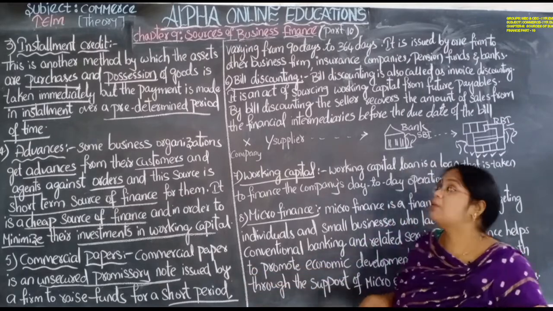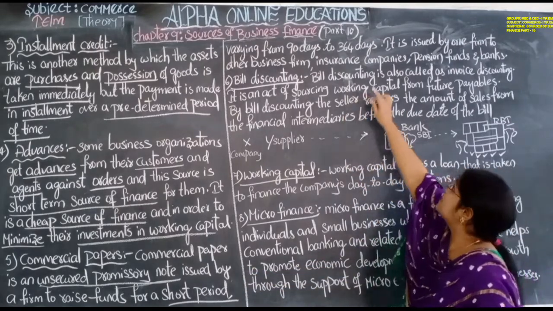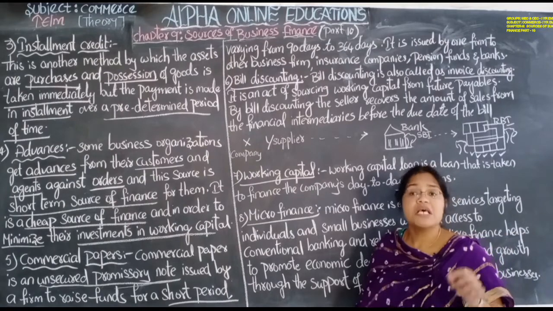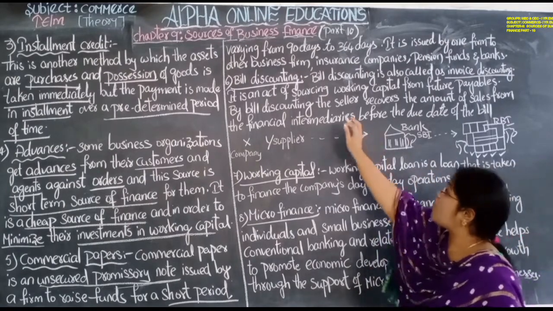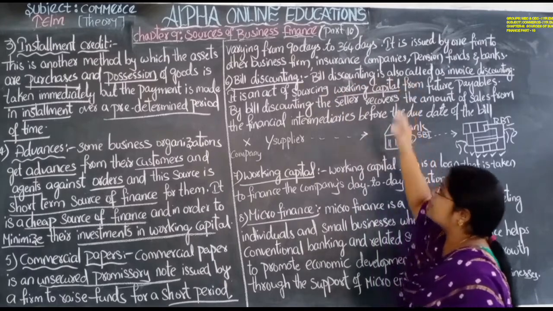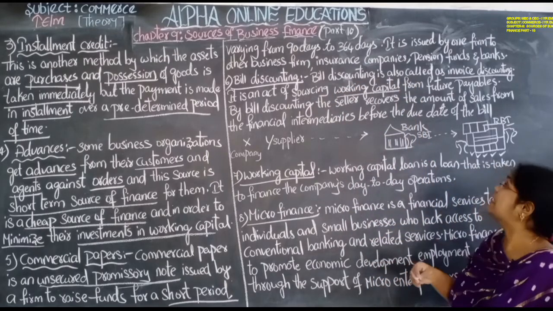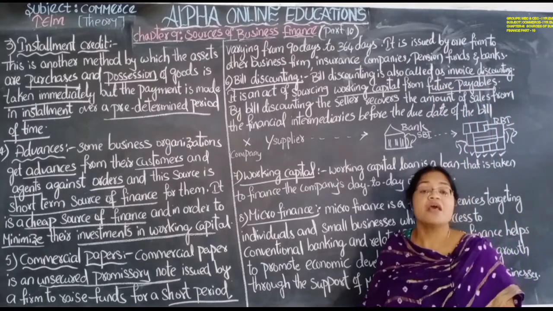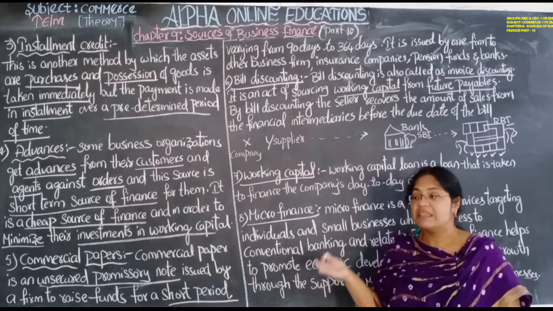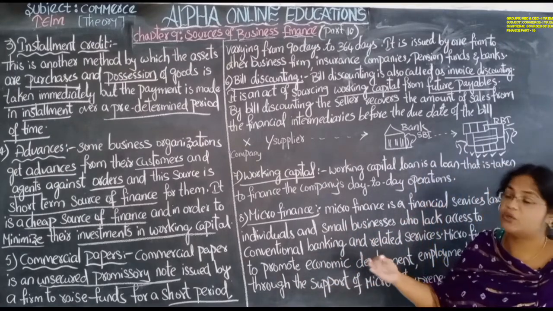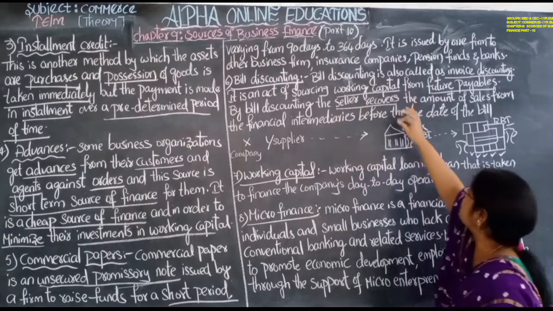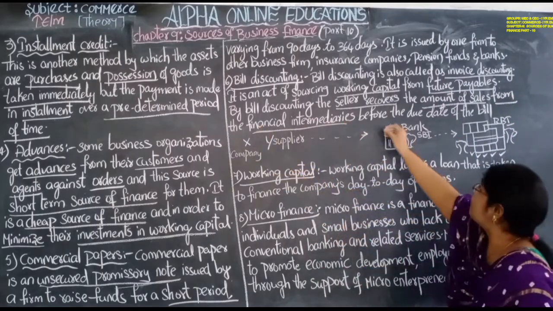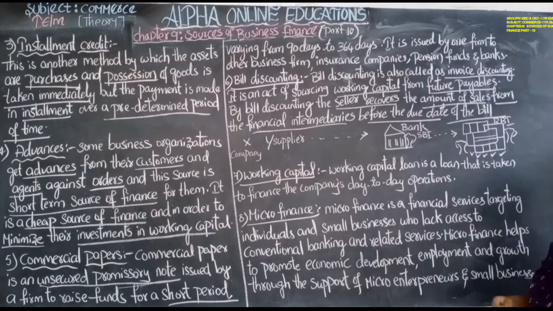Those are commercial papers. Next, bill discounting. Bill discounting is also called invoice discounting. It is an act of sourcing working capital, a type of getting working capital for future payables. They will purchase today, but they will pay in the future. By discounting, the seller recovers the amount of the sale from the financial intermediaries before the due date of the bill. So what does this mean?